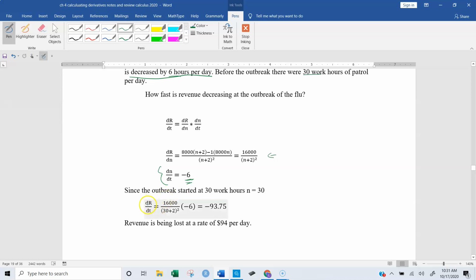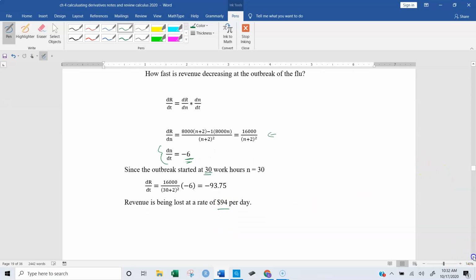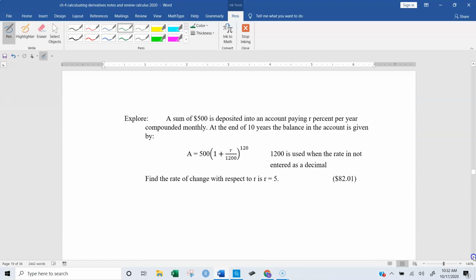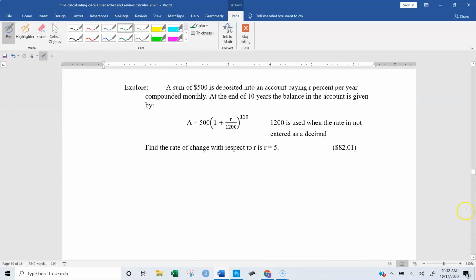Now to find the derivative of R with respect to t, we multiply those two things together. I'm plugging in 30 because I want to know what happens at 30 working hours for my n. And we get negative 93.75. So we are losing $94 a day because of the flu. Kind of cool, huh? All right, I hope you're doing well. Your turn.